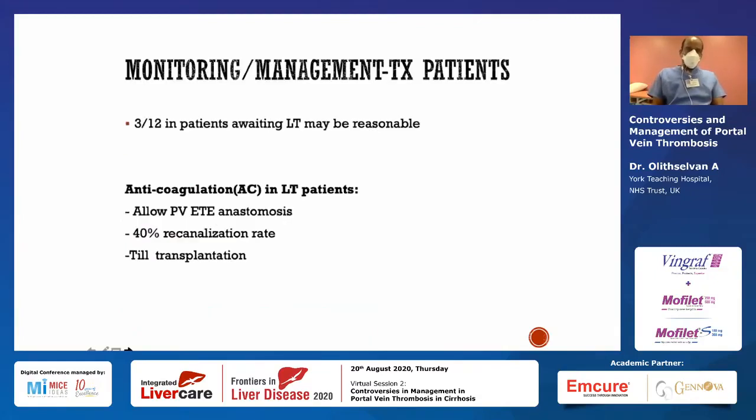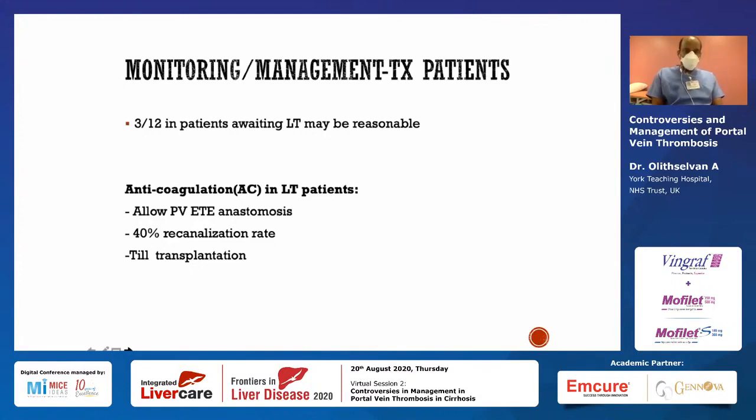What about monitoring and managing these patients? If you have a patient waiting for liver transplant, the American guidelines, again, it's not guidelines by studies, it's more of expert opinion. They say that performing 3-monthly ultrasound in this patient may be reasonable, because if you can detect portal vein thrombosis in the patient and anticoagulate them, then you prevent complications down the line. And the aim of this anticoagulation is to allow the end-to-end anastomosis of the portal vein.